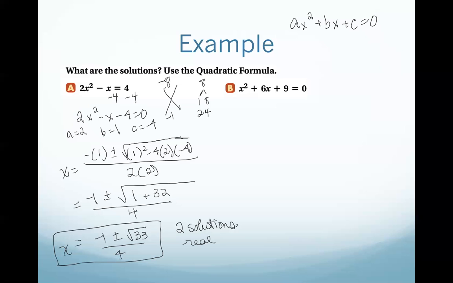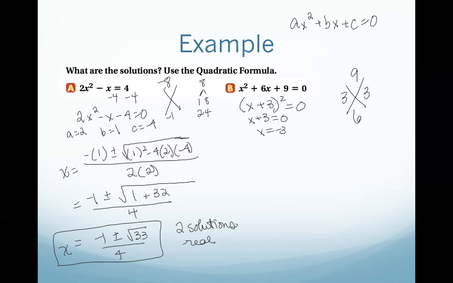Let's try it again on part B. I have x squared plus 6x plus 9 equals 0. And I say, okay, well, numbers that multiply to 9 and add to 6 are 3 and 3. So this one I don't need the quadratic formula for. I can write this as (x plus 3) squared equals 0, which means x should equal -3. If x plus 3 is 0, let me write in that step. If x plus 3 is 0, then x is -3.